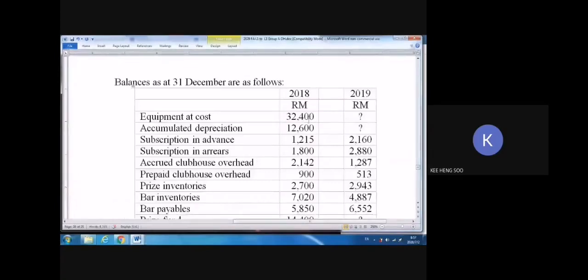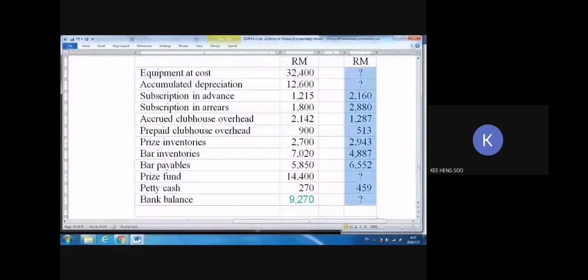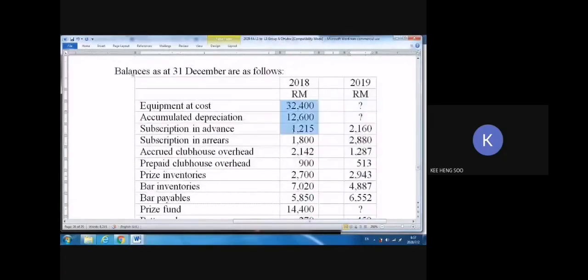Okay, this is your opening balance. This is your closing balance. This one will be your closing balance. This one is the opening balance. Take a very short break now.